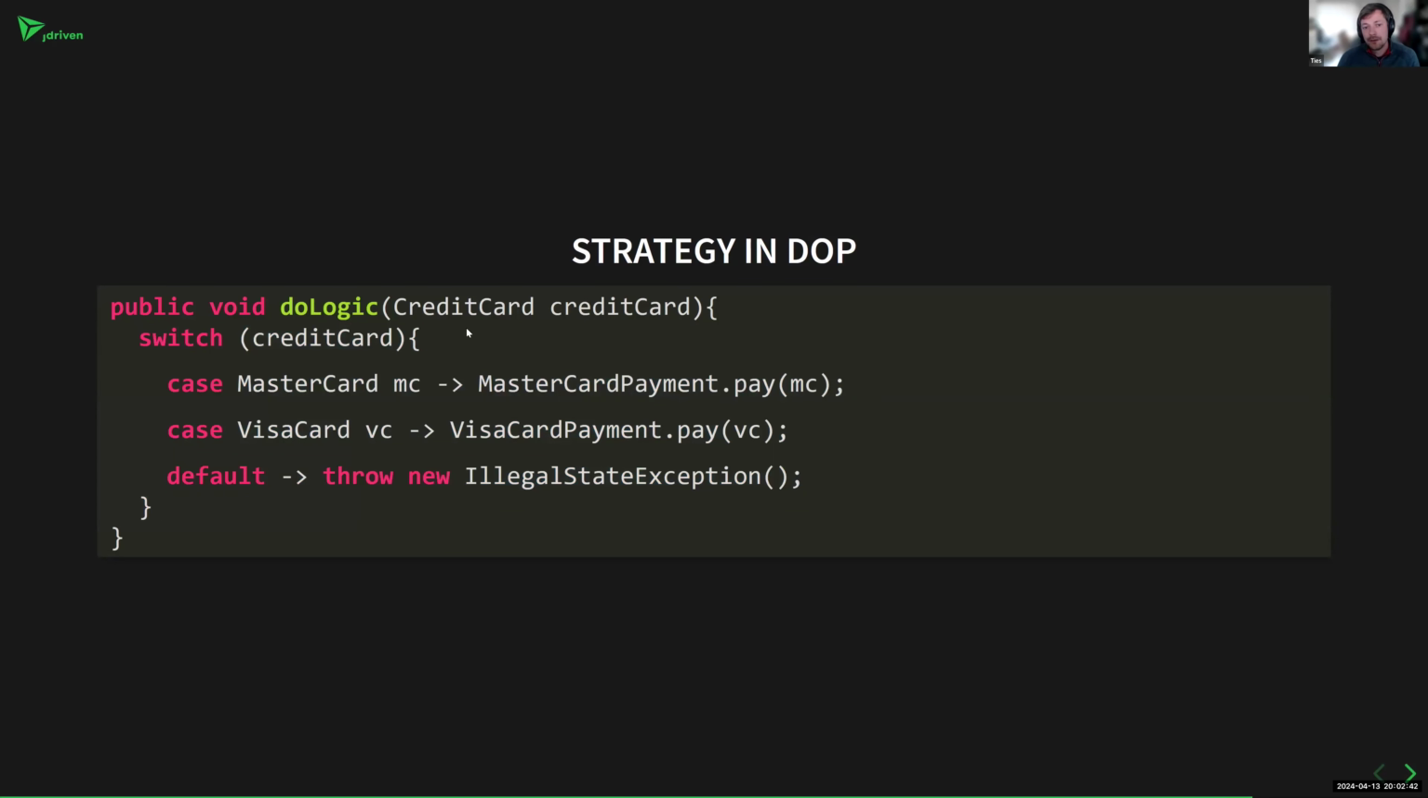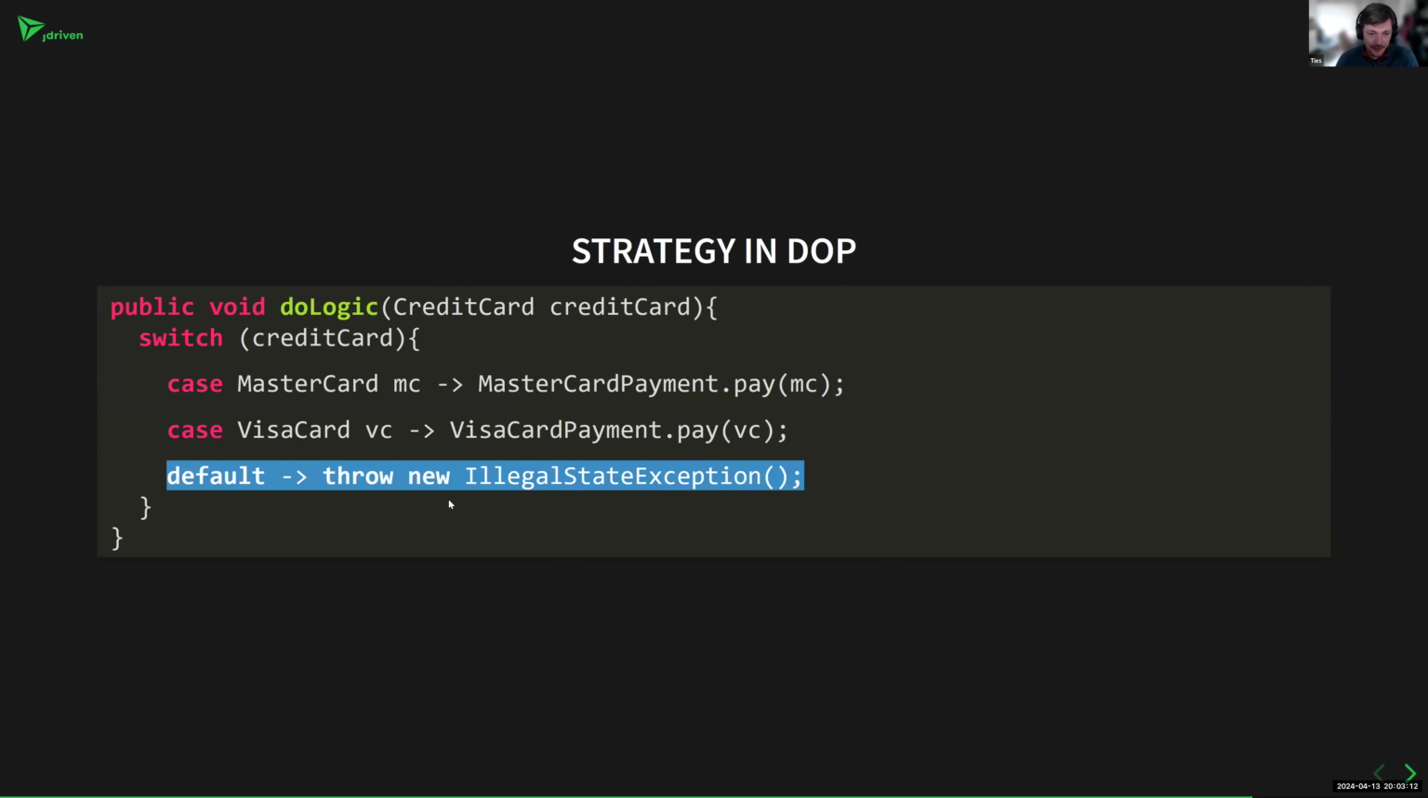So we can now pattern match over the credit card and do an instanceof check. So in case it's an instance of MasterCard, we put it in the variable mc, and then we call the MasterCardPayment component to do the payment. If it's an instance of VisaCard, we put it into this variable, and we can tell the VisaCardPayment to do this.